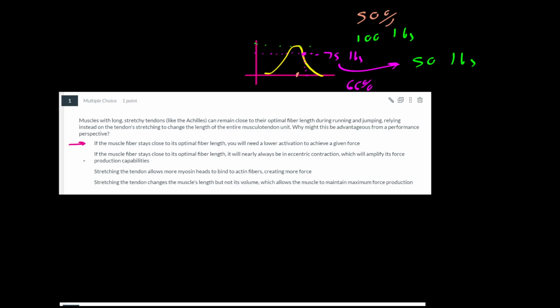Can we eliminate these other options? If the muscle stays close to its optimal fiber length, it will nearly always be an eccentric contraction. Well, I don't think that's correct, because you can certainly be in isometric contraction, and you can also be in concentric contraction at any fiber length. How about this one? Stretching the tendon allows for more myosin heads to bind to actin fibers. Well, I wouldn't say that for two reasons. Number one, tendons don't have actin and myosin in them, so that doesn't really make sense. And even if you played this forward in your head of what would happen to the muscle fiber, it would stretch out, and so then you'd get less actin myosin binding. So that one doesn't make sense either.